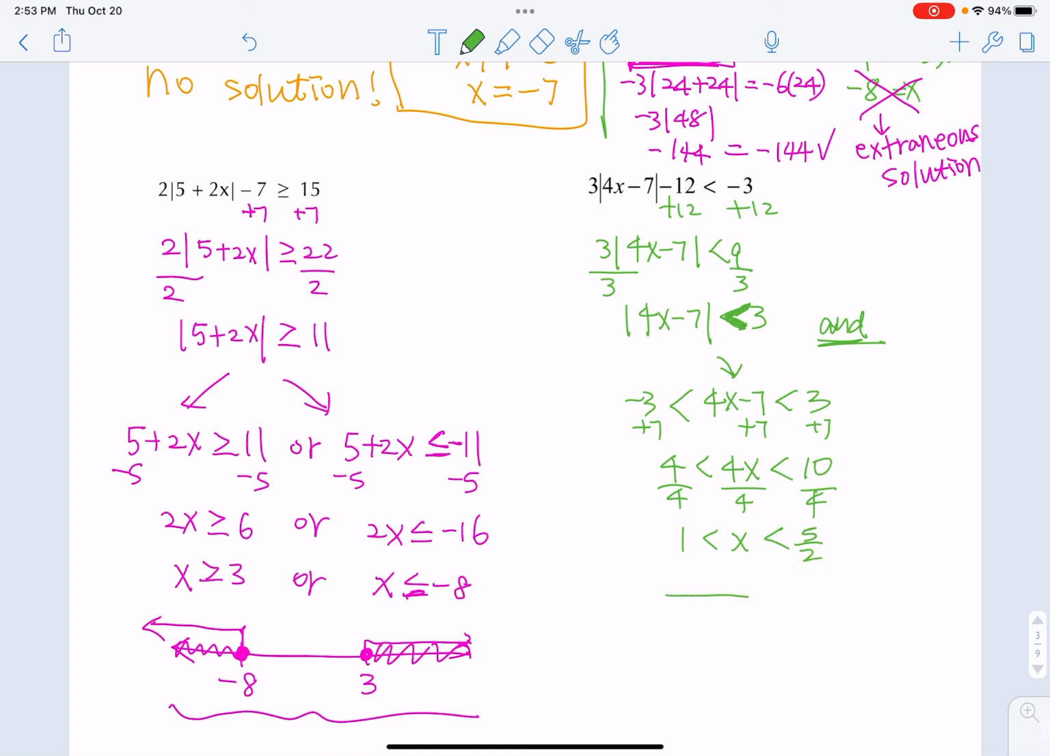So as a graph answer, it is greater than, doesn't have any equal sign here. So open circle at 1, and then 5 over 2, less than 5 over 2. So it's in between, you can say this.